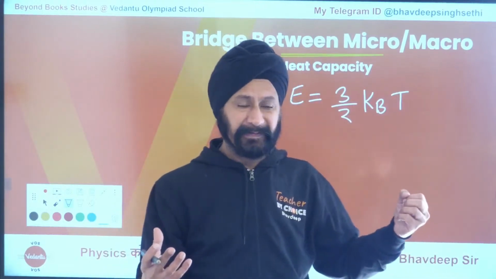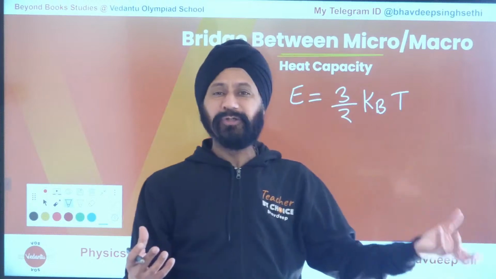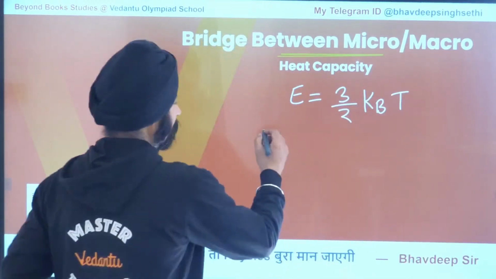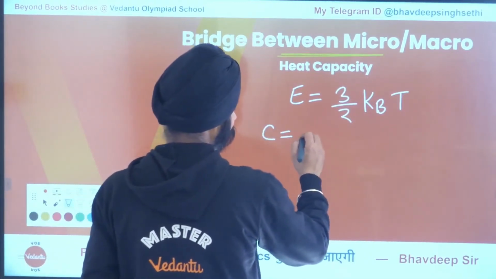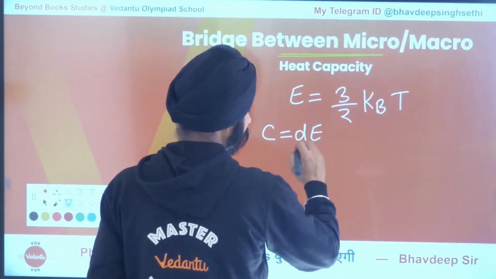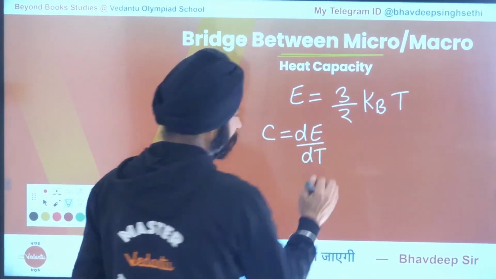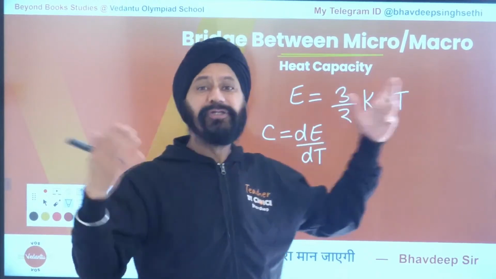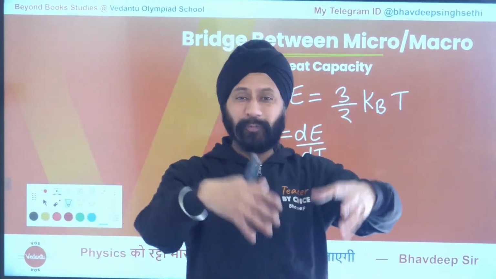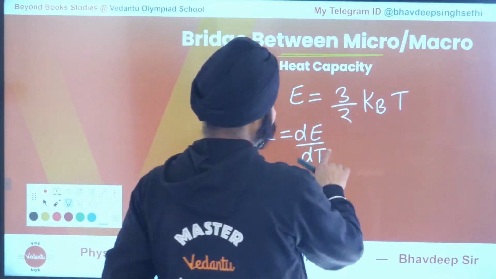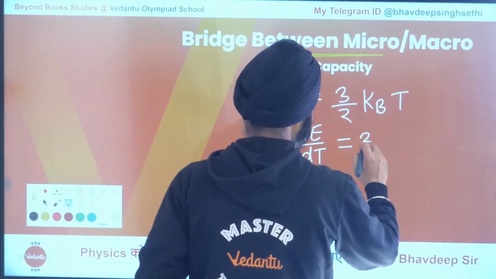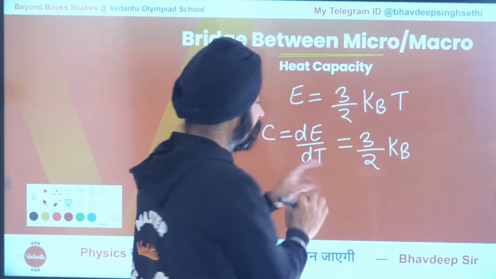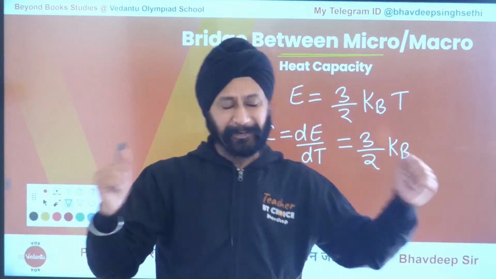Specific heat is the energy required to change per unit temperature. So wouldn't the specific heat be equal to the rate of change of that energy with respect to the temperature? Because when you change the temperature by a unit, how much energy changes, and that energy is required to be pumped in. So if you do the derivative of this, what you end up getting is 3/2 k_B. So see how the specific heat per molecule is 3/2 k_B.